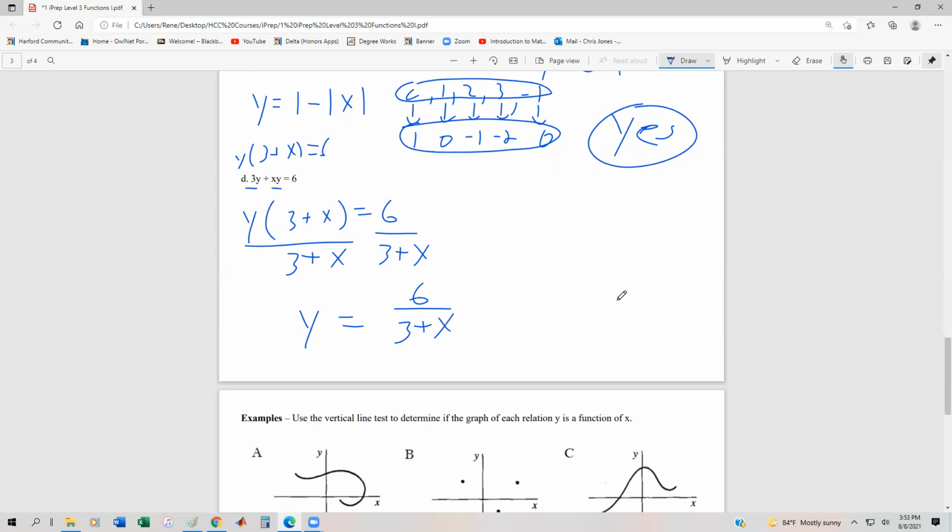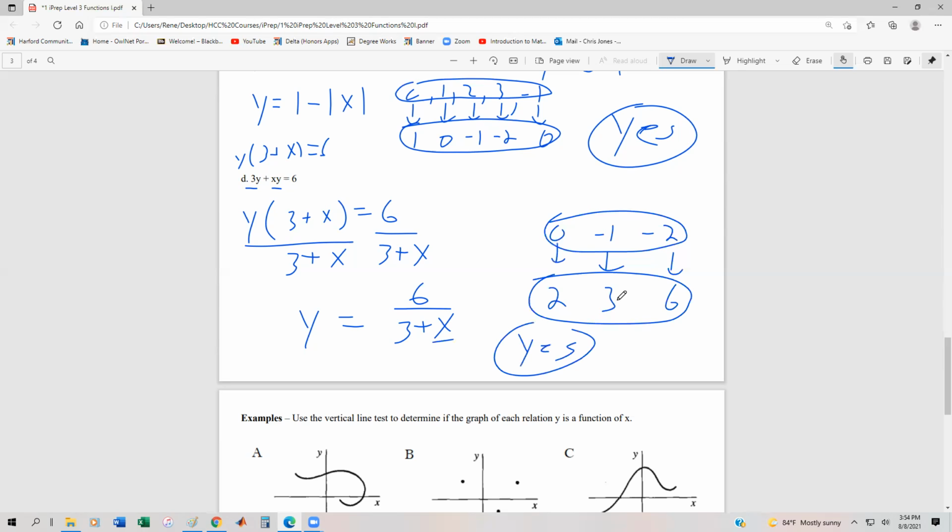And again, if you want to go ahead and start plugging a few numbers in, like let's say we plugged in 0 for x, and then we plugged in something like negative 1 and negative 2, and I'm just arbitrarily choosing a few values. If I plug in 0 for x, 6 divided by 3 plus 0 is 6 divided by 3, which is 2. 6 divided by 3 minus 1, 6 divided by 2 is going to give us 3. And then 6 divided by 1 is going to be 6. And notice that each time for every one x we plug in, we get one output. So yes, this is going to be a function.